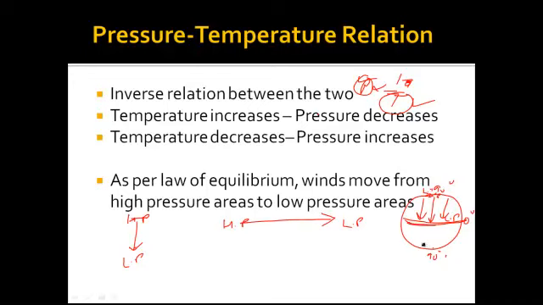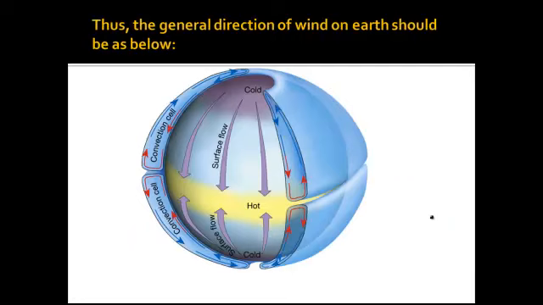Similarly, in the southern hemisphere, the winds must move from poles toward the equator. But is this so in reality? Initially, the geographers drew this diagram according to the thermal contrast theory, that winds flow from high pressure to low pressure areas. So these are the cold areas and the wind will move from this cold, meaning high pressure area, to the low pressure areas, the hot areas, these are the equators.